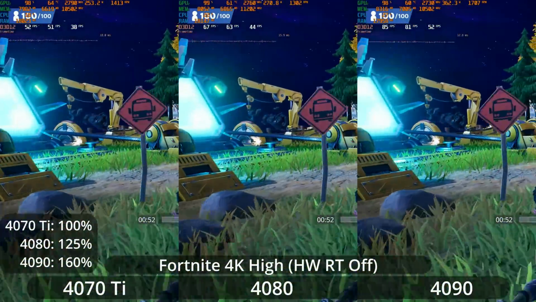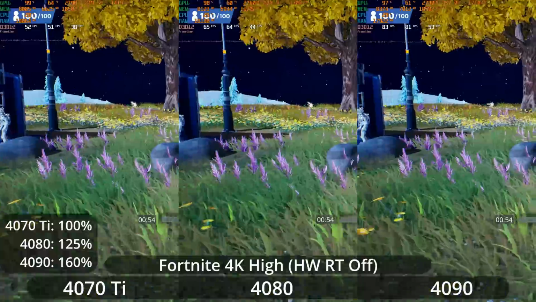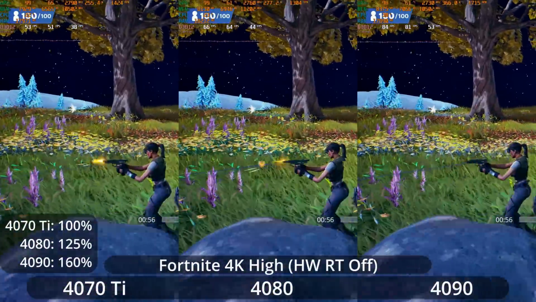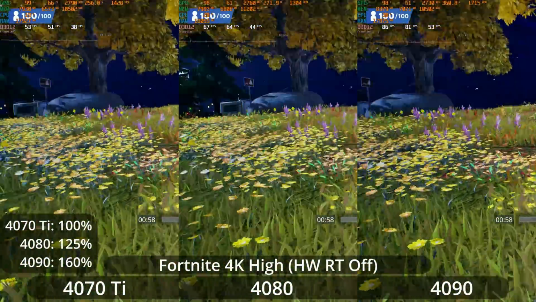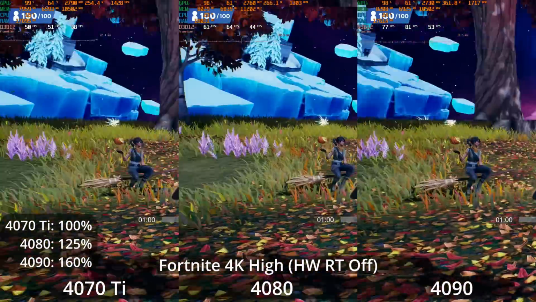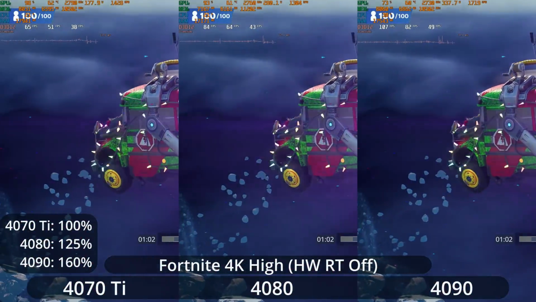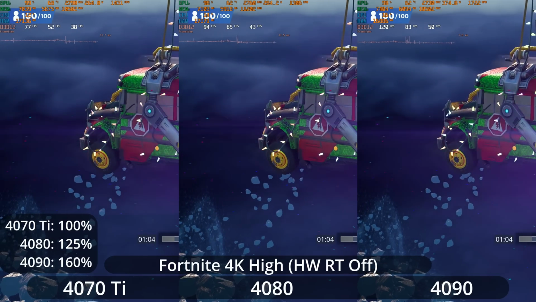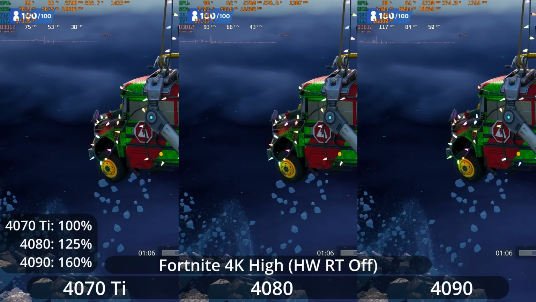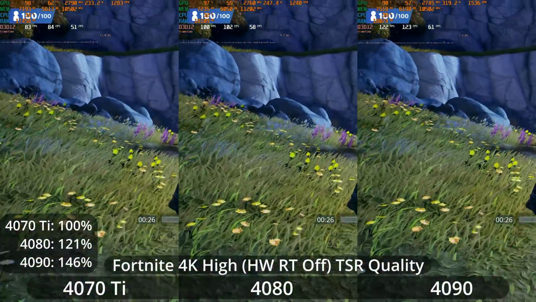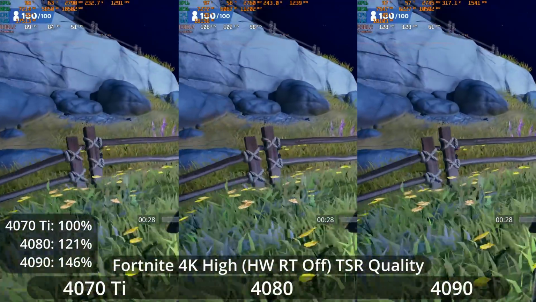With it turned off and down to the high settings, the 4070 Ti is still only a little over 50 FPS. The 4080 is now averaging over 60, and the 4090 is over 80 average, although all of them have 1% lows well below 60. The 4090 with a 60% lead and the 4080 with a 20% lead over the 4070 Ti.